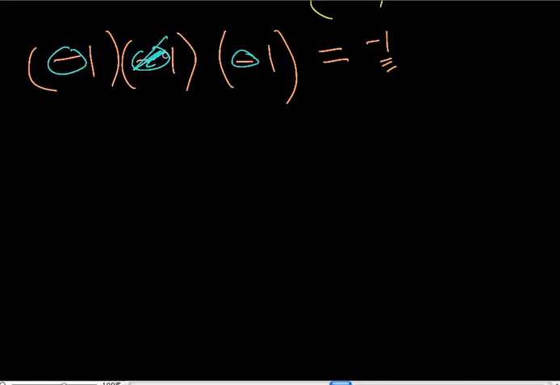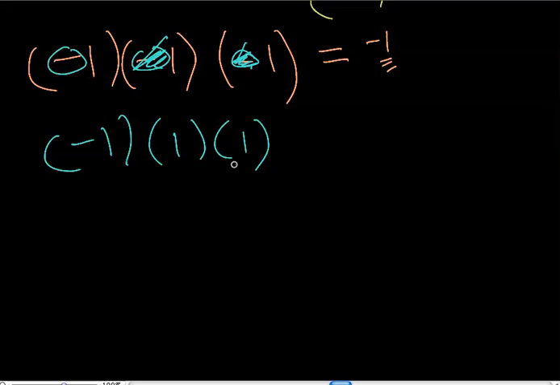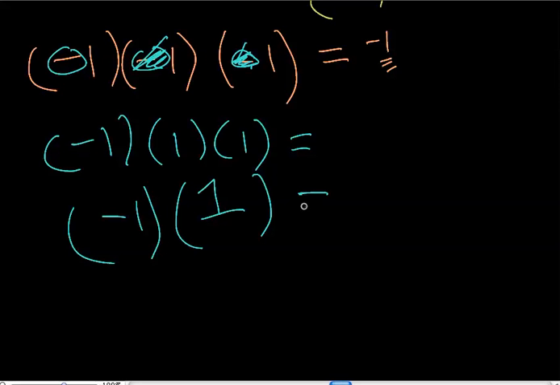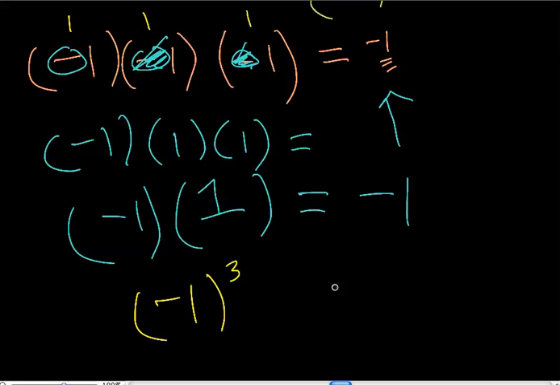So these guys will cancel out. This is another way of saying negative 1 times 1 times 1, and that's easy to solve. 1 times 1 is just 1. These guys make 1, and this guy's left with negative 1. And negative 1 times 1 is just negative 1. That's one way to look at it. Another way to look at it was, well, I had 3 negative 1s up here, 1, 2, 3, so it's negative 1 to the 3rd power. This is probably the best way to look at that.